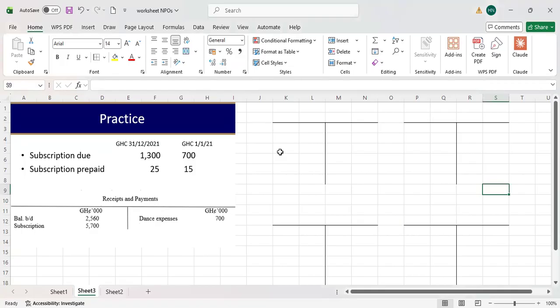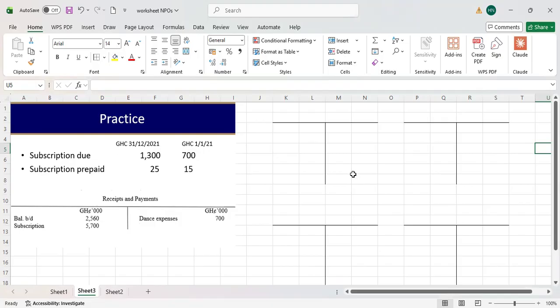All right. So we are going to look at how to record details of subscriptions in our account. So how to account for subscriptions. Now this could come in several ways. So we'll look at the first ways that this could be presented for us to make the entries in our T accounts.